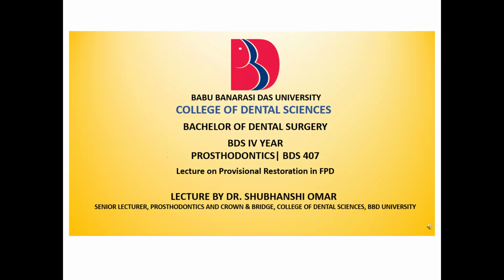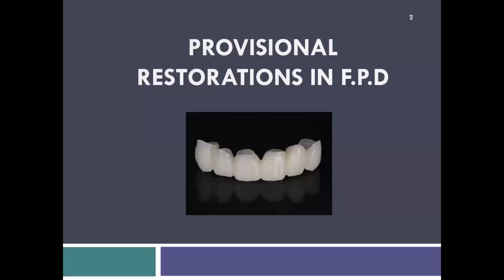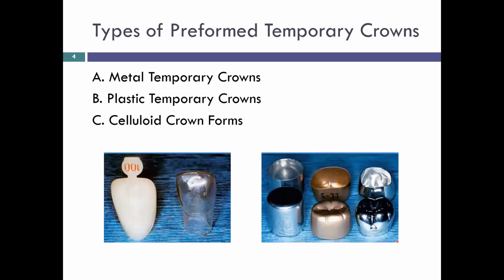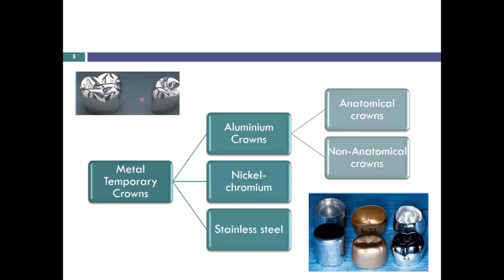So today we are going to study the continuation of provisional restoration in FPD. In the last class, we already covered the basic introduction, the requirement of fixed provisional restoration, and considerations of provisional restoration. In this class, we are going to study the types of temporary crowns. They can be metal temporary crowns, plastic temporary crowns, or celluloid temporary crowns.